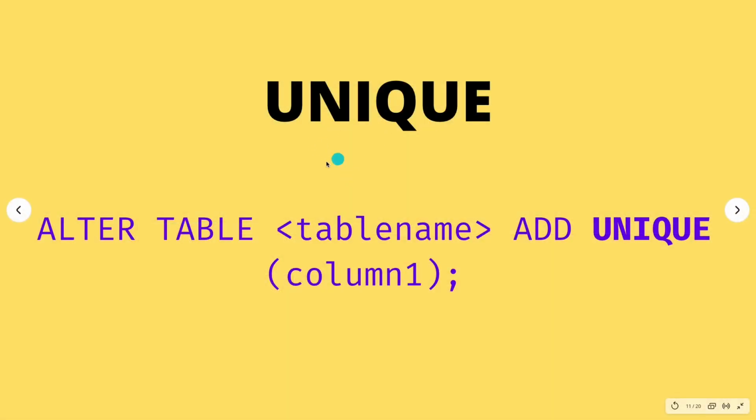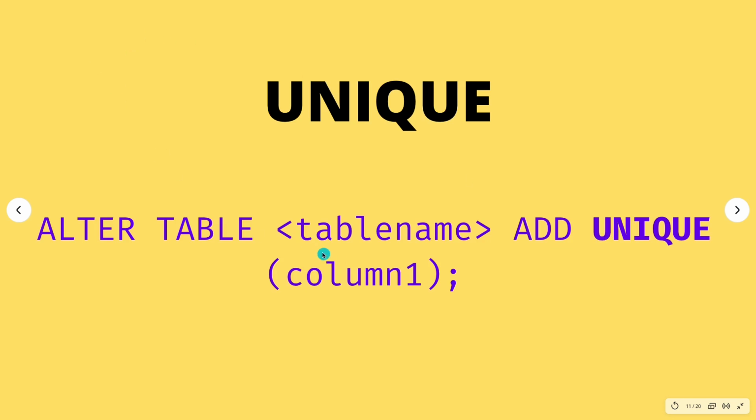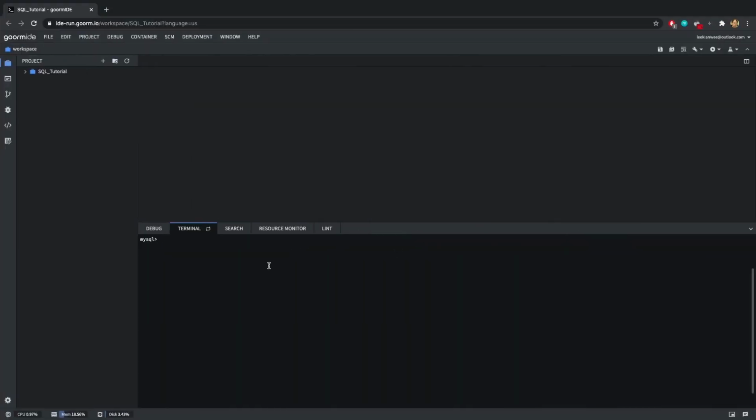So next up we have unique. What unique does is that it causes the column to be unique, so you can't actually have duplicates inside that column. So for the syntax, we have alter table, table name, add unique, and then the name of the column. So this is if you have created a table already. If you have not created a table, you can also add in this unique constraint inside the create table syntax.